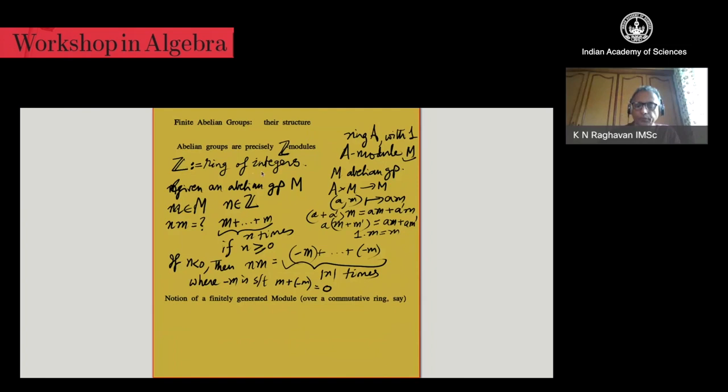I hope this is clear. Okay. We want to talk about finite abelian groups, where the underlying set of the abelian group is finite. But before we do that, let's talk about a finitely generated module over a commutative ring. So what's a finitely generated module? If you have a module M over a ring, I used A here, maybe I should have used R. Okay, let's say A module M.